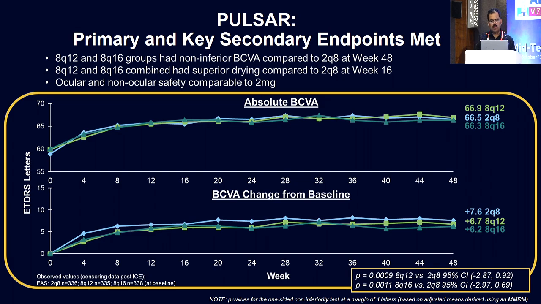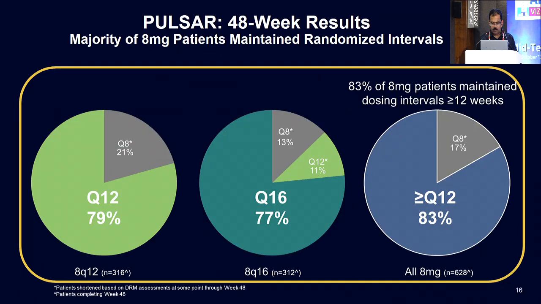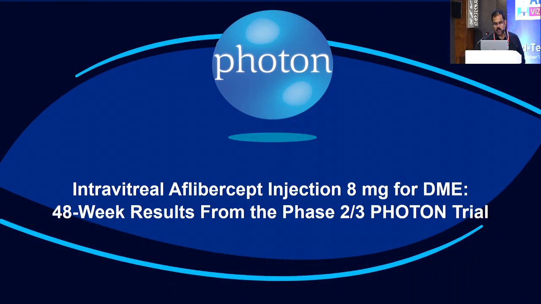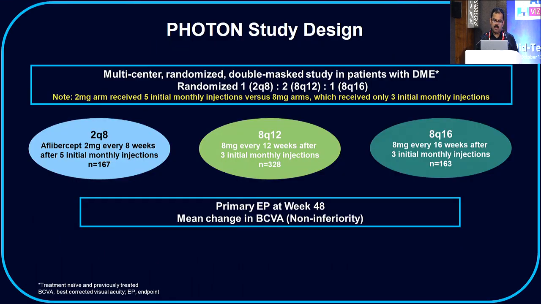Now PULSAR key secondary endpoints: 8 milligrams at 3 months and 4 months had non-inferior visual acuities, and it had superior drying as compared to 2 milligram every 2 months, and ocular and non-ocular safety was comparable to the 2 milligram group. So PULSAR results in a nutshell: 79%, 77% maintained 3 monthly and 4 monthly injections. PHOTON is a similar study but in diabetic macular edema.